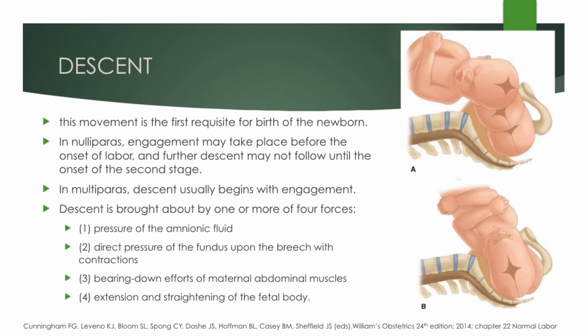Next is descent. This movement is the first requisite for birth of the newborn. In nulliparous women, engagement may take place before the onset of labor, and further descent may not follow until the onset of the second stage. In multiparous women, however, descent usually begins with engagement, and descent is brought about by one or more of 4 forces: pressure of the amniotic fluid, direct pressure of the fundus upon the breech with contractions, bearing down efforts of the mother, and extension and straightening of the fetal body.